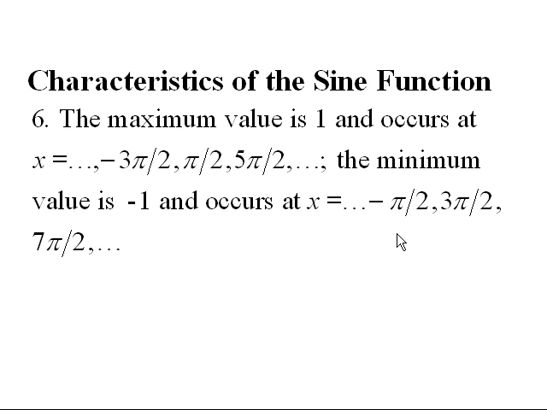The very smallest it ever is -1, and that happens at these multiples of minus pi over 2, or minus pi over 2 with multiples of 2 pi added on.